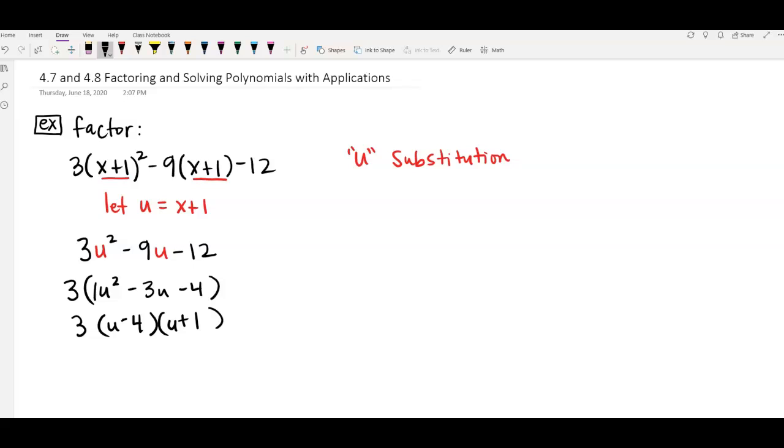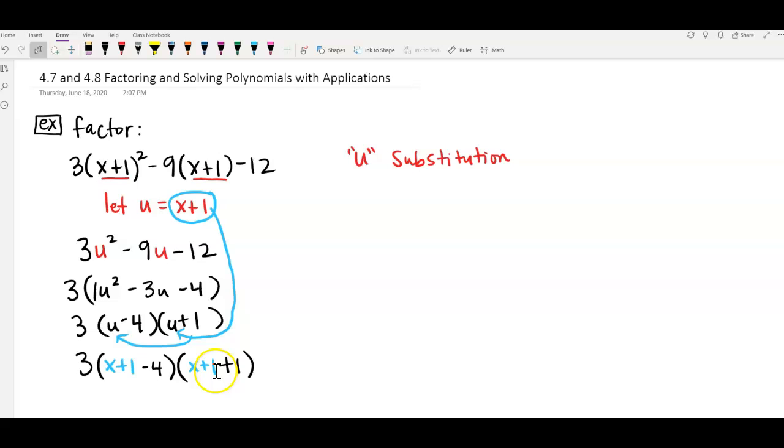Now remember that I had x's there, though, right? I wanted to know what this factorization was with the x's. I put the u in just to make that factorization easier for me. But now I'm going to take that x plus 1 and I need to put it back in. So I took it out, but I've got to put it back in for my answer. So when I do that, I'd have 3 times, in place of u, I'm going to put my x plus 1, and then I still have minus 4, and then in my other parenthesis, I'll have x plus 1, and then plus 1.